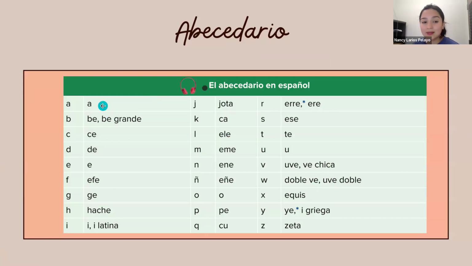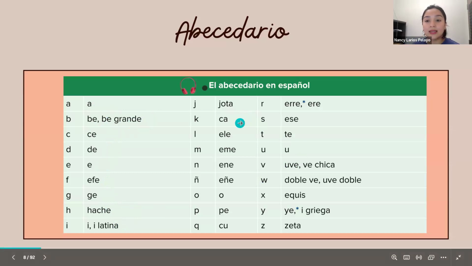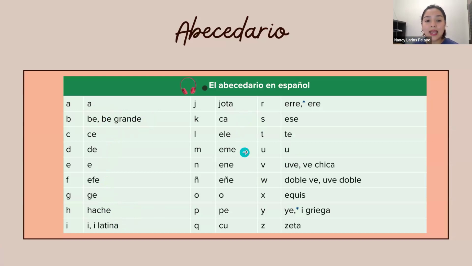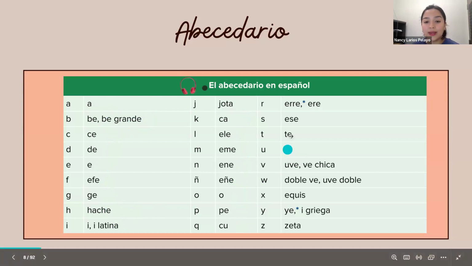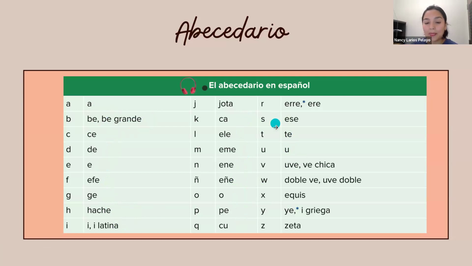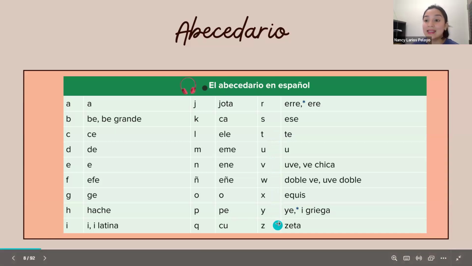And so we have A, you can repeat it here. A, B, C, D, E, F, G, H, I, J, K, L, M, N, Ñ, O, P, Q, R, S, T, U, V, W, X, Y, Z.